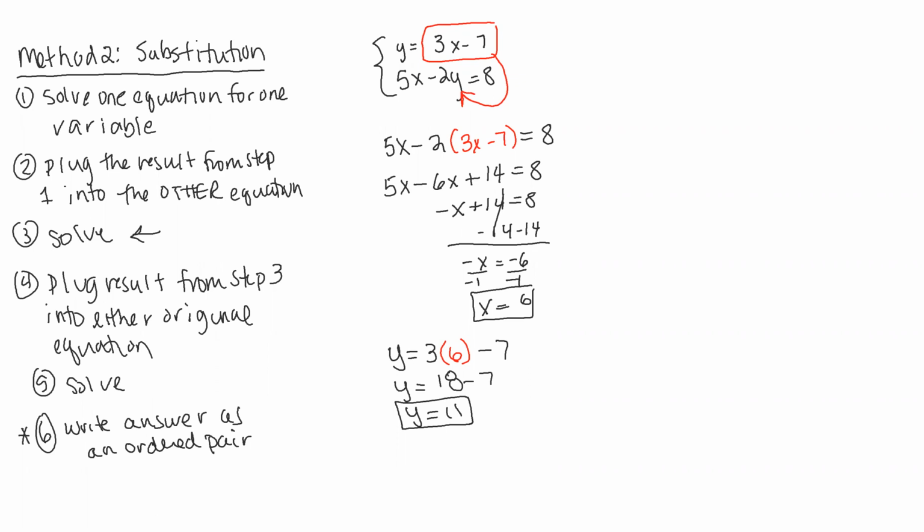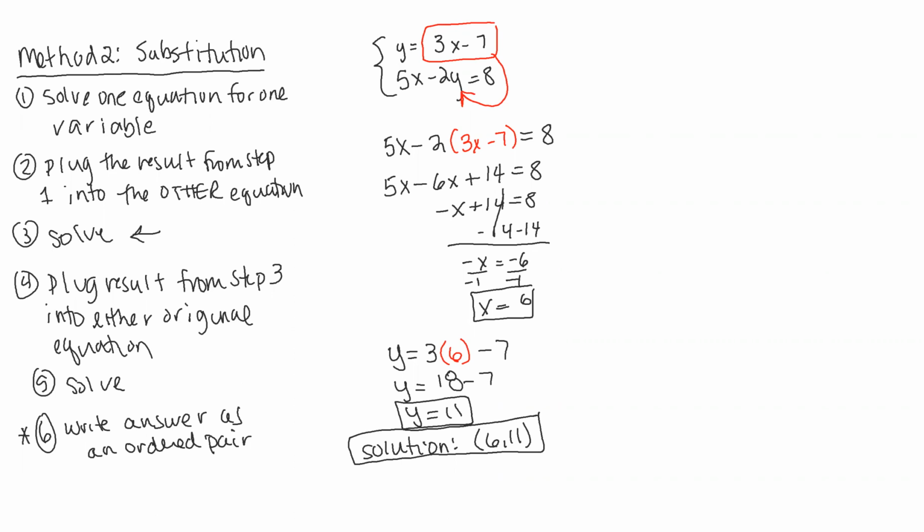Y equals 11, that's a horizontal line. We cannot leave our answer in this format because this format does not represent the solution to a system. Instead, we want to write our answer as an ordered pair. So the solution is the ordered pair (6, 11). And there you have it. That's why step 6 in this process is so important.